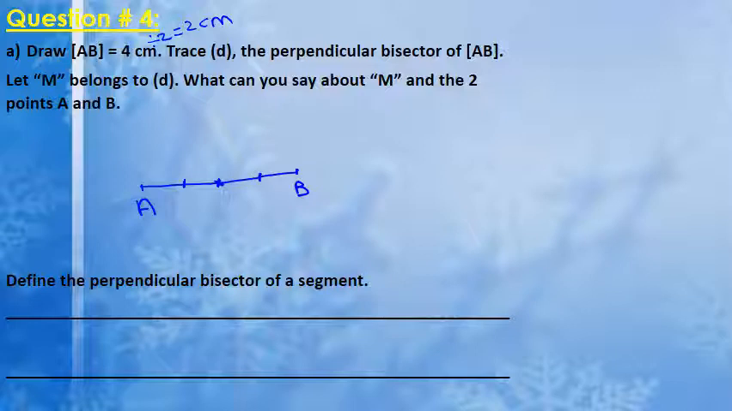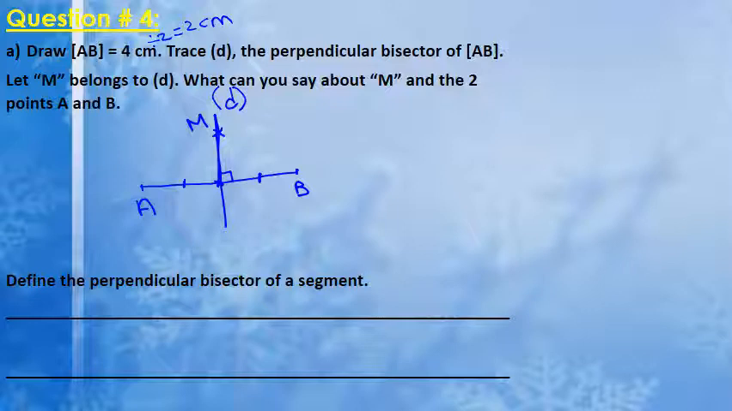This is equal to this. Now, using a set square, we put this set square on AB passing through the midpoint, and we draw a perpendicular at the midpoint. This is line D. So line D is the perpendicular bisector of AB. Now let M belong to D. Let's take any point M belonging to the perpendicular bisector D.